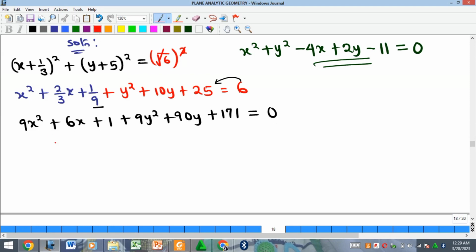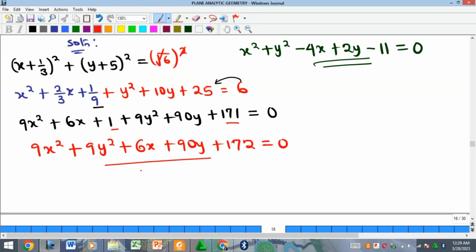So at this point, we can now gather our equation properly, and that's going to give us 9x squared. We'll bring the y closer to it, which will be 9y squared, and then we have 6x plus 90y, and then gathering the constants, which is 1 and this, we'll now have 172, and that is equal to 0. And this is our second equation as required.